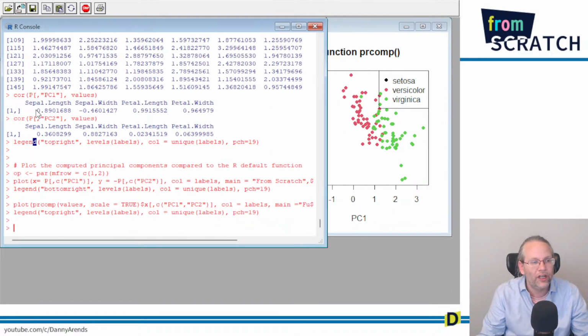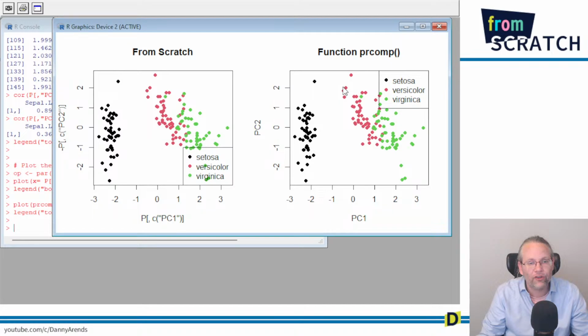And we can see that because these two are highly correlated to principal component 1. That means that when we look at setosas, they don't have that much difference in sepal or petal lengths. If we look at the versicolors and the virginicas, these have much, much more spread.